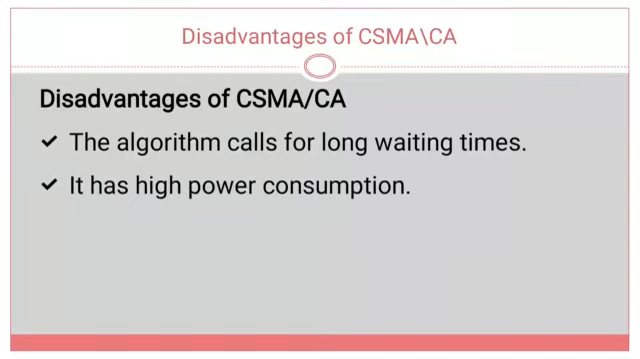It also has high power consumption. This is another disadvantage of CSMA/CA.